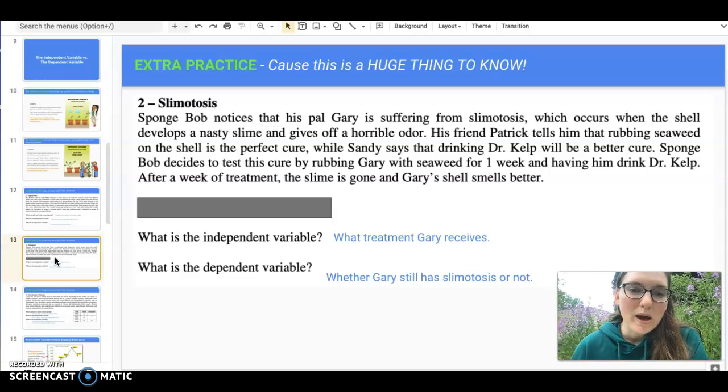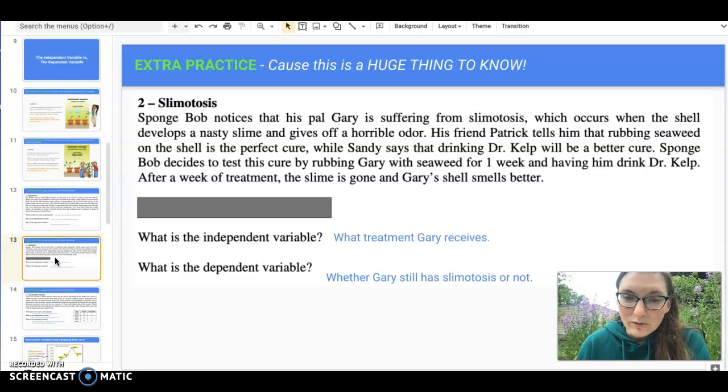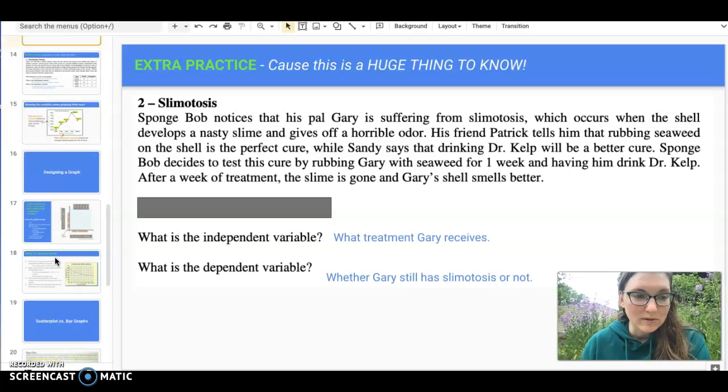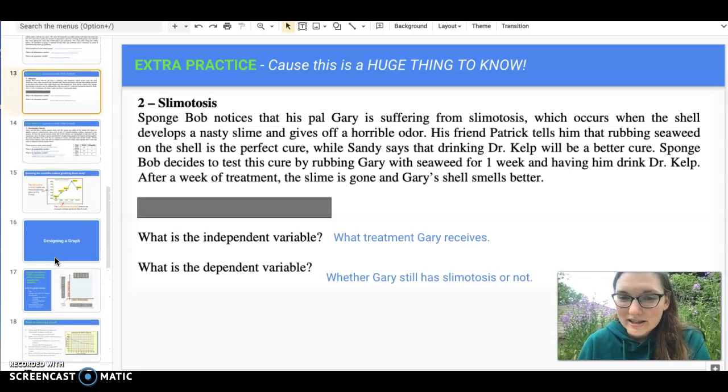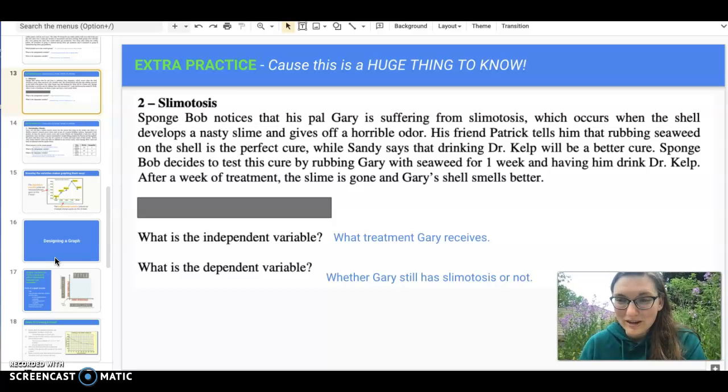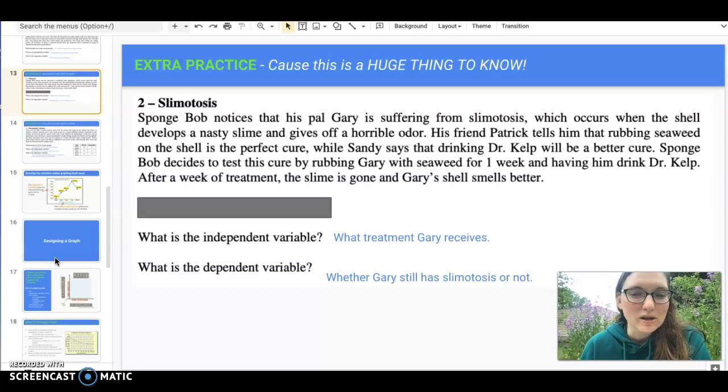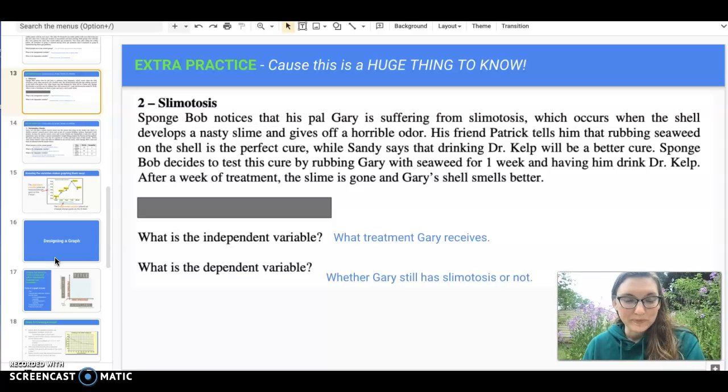Slimatosis. SpongeBob notices that his pal Gary is suffering from slimatosis, which occurs when the shell develops a nasty slime and gives off a horrible odor. His friend Patrick tells him that rubbing seaweed on the shell is the perfect cure, while Sandy says that drinking Dr. Kelp will be a better cure. SpongeBob decides to test this cure by rubbing Gary with seaweed for 1 week and having him drink Dr. Kelp. After a week of treatment, the slime is gone and Gary's shell smells better.